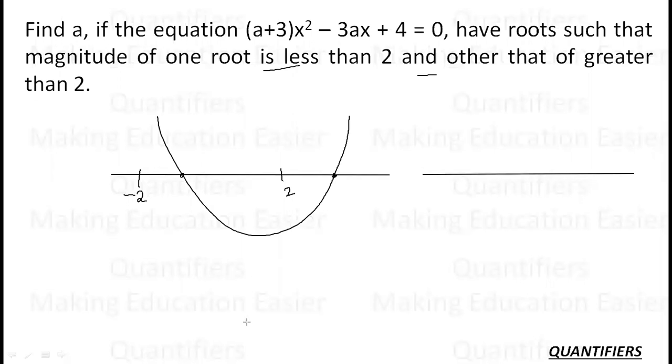The other condition is, let's say this is -2, this is 2, and this is the position of the graph here. Even in this case, the magnitude of this root is greater than 2, and the magnitude of this root is less than 2. In both these cases, my answer is satisfied.